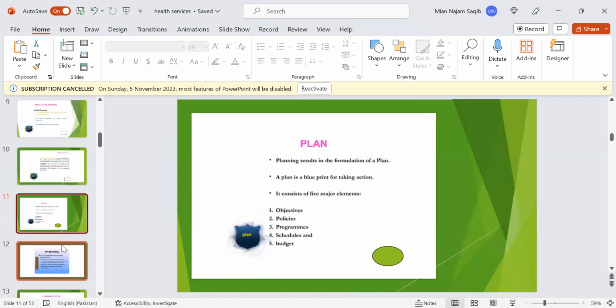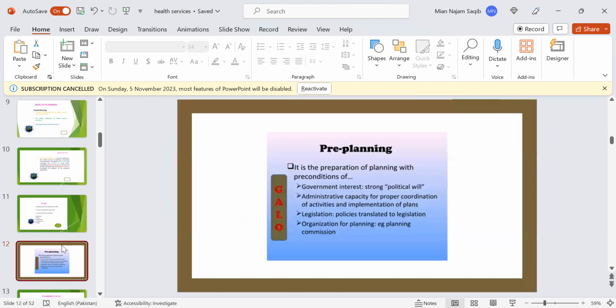Planning results in the formulation of a plan. A plan is a blueprint for taking action and it consists of five major elements: objectives, policies, programs, schedules, and budgeting. Pre-planning is the preparation of planning with preconditions of government interest, strong political will, administrative capacity for proper coordination of activities and implementation of plans, legislation, policies translated to legislation, and organization for planning, for example, planning commission.